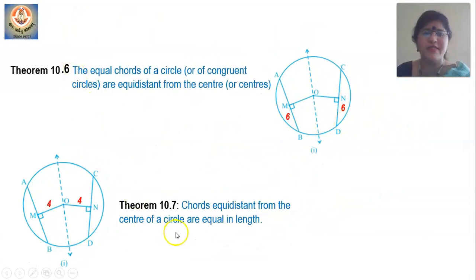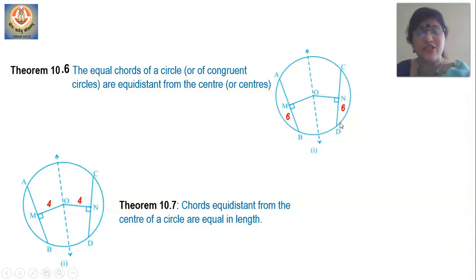Now 10.4 and 10.7 theorem, I have just jotted it down. You don't have to prove it, just understand the meaning of this theorem. The equal chords of a circle or of congruent circles are equidistant from the center or centers. The meaning of this is, in this given circle, if I draw two equal chords, say chord AB and chord CD, both of them are equal, means their measures are equal. So suppose this AB is 6 centimeter, then CD will also be 6 centimeter.